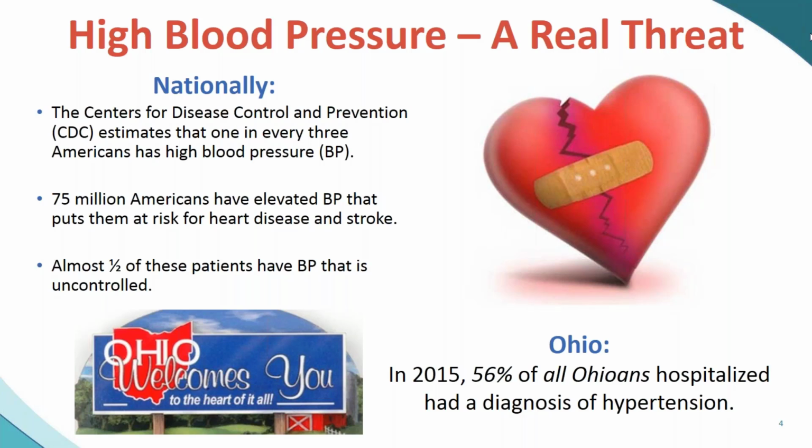In Ohio, the problem is particularly acute, and this is due to information that we've drawn as a result of this grant, so we know where it's coming from. 56% of all Ohioans hospitalized in 2015 had a diagnosis of hypertension. So pretty significant statistics. So it definitely is a priority matter in Ohio.